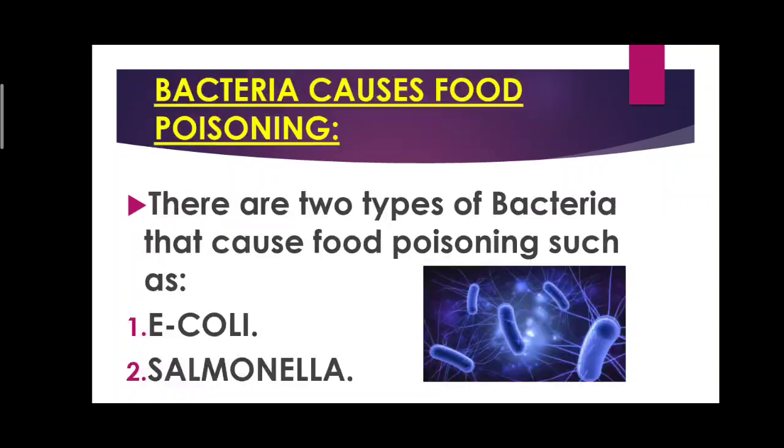Now, our main topic is on your screen. Bacteria cause food poisoning. Remember that there are two types of bacteria that can cause food poisoning, and those bacteria are: number one is E. coli and number two is Salmonella. What is E. coli or what is Salmonella and how do these bacteria cause food poisoning? One by one, I am going to give you the overview.